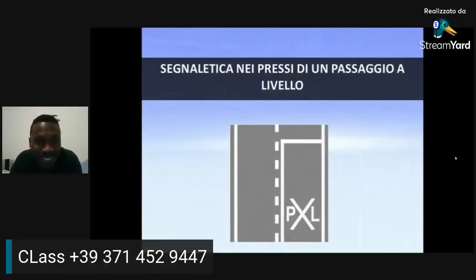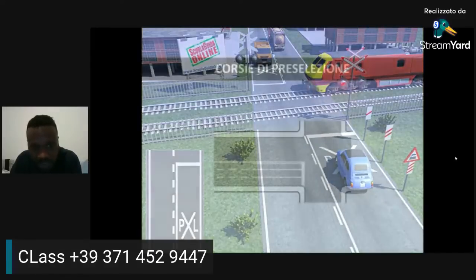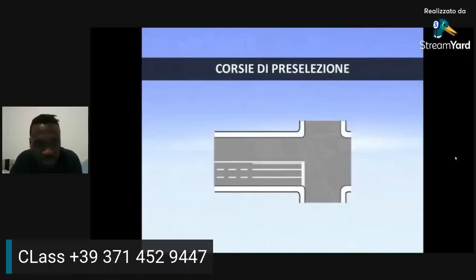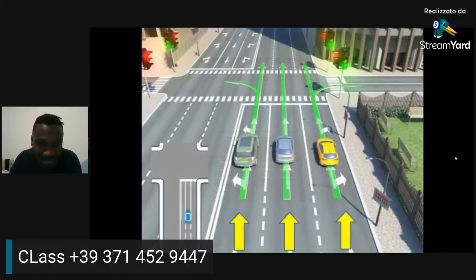Segnaletica nei pressi di un passaggio a livello. So this one is the segnaletica position at the crossing of the train line. The PL, which you have seen before, simply means passaggio a livello, crossing of train line without barriers. Corsie di preselezione, which is the lane of pre-selection. So this is how it works.